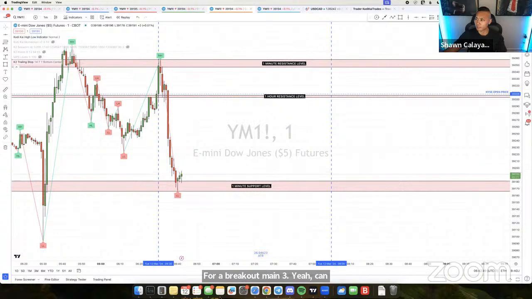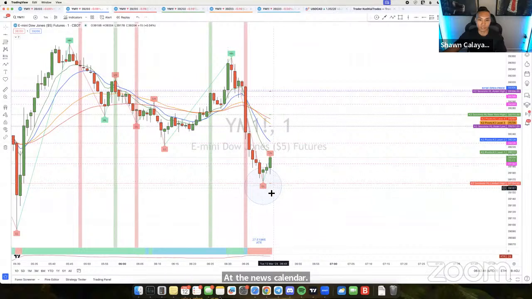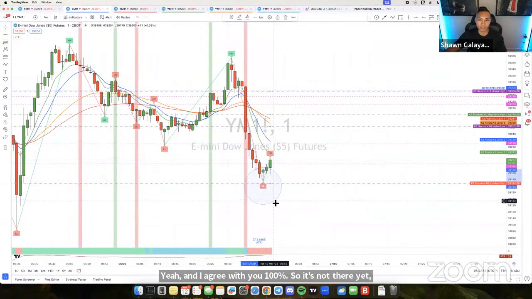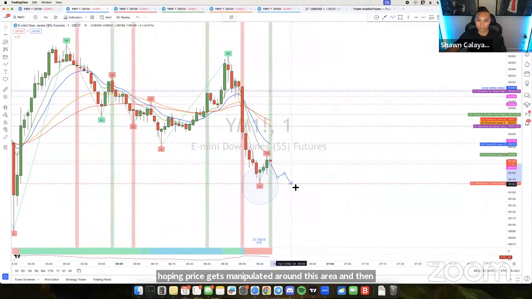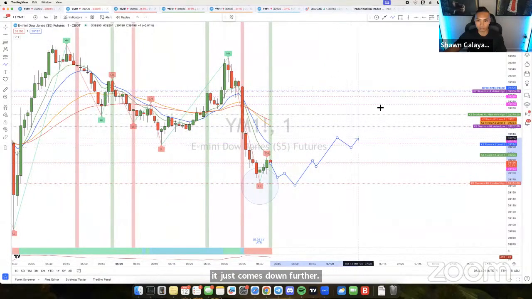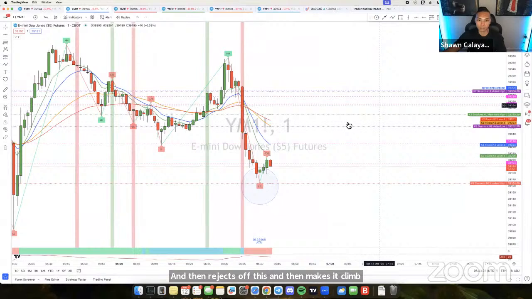Yeah, Kenny said, I'd like it to push lower to reject off some sort of support. Like you said, don't really like this area because it's at the news candle. Yeah, and I agree with you 100%. So it's not there yet. It's not at these sessions yet. It's just sitting around where the news candle is. I'm hoping price gets manipulated around this area, then comes down further and rejects off this and then makes it climb up, right? That's what I would prefer.